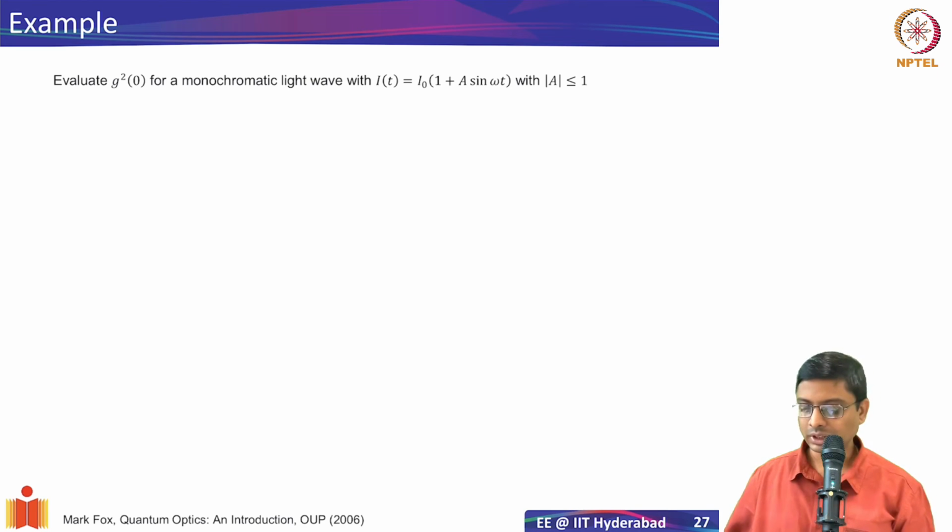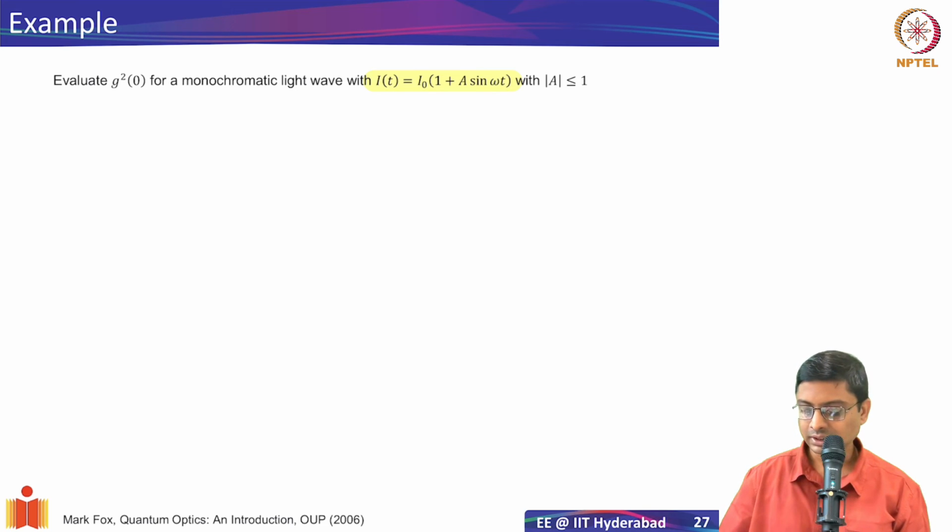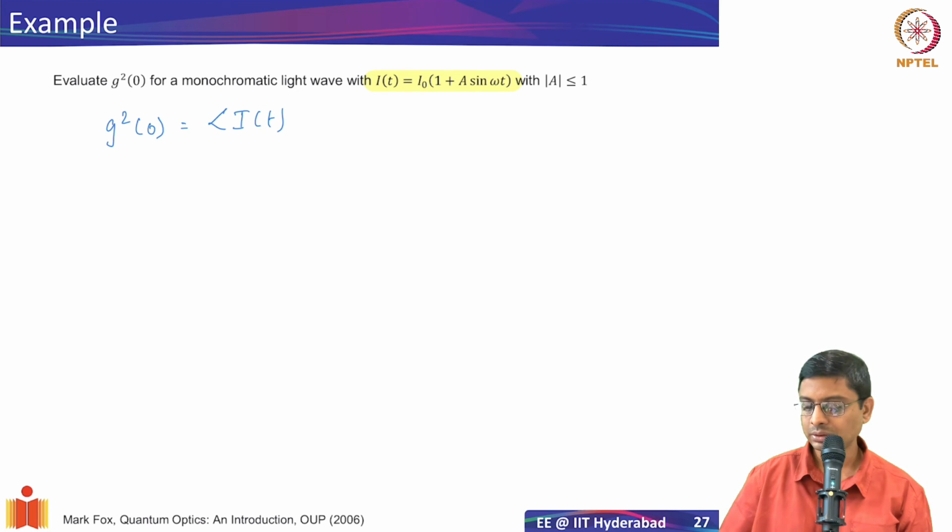Okay. So now just a simple example: let's calculate G2 of 0, the second order correlation function at 0, for this particular intensity, which is varying as a sine wave. We know that the second order correlation G2 of 0 is going to be equal to I of t into, again, I of t, right? I of t square essentially divided by the average of I square.